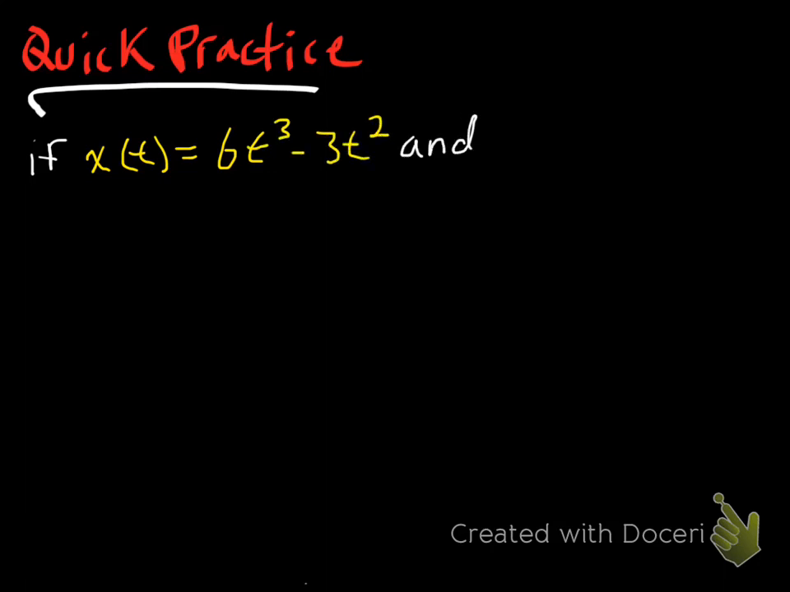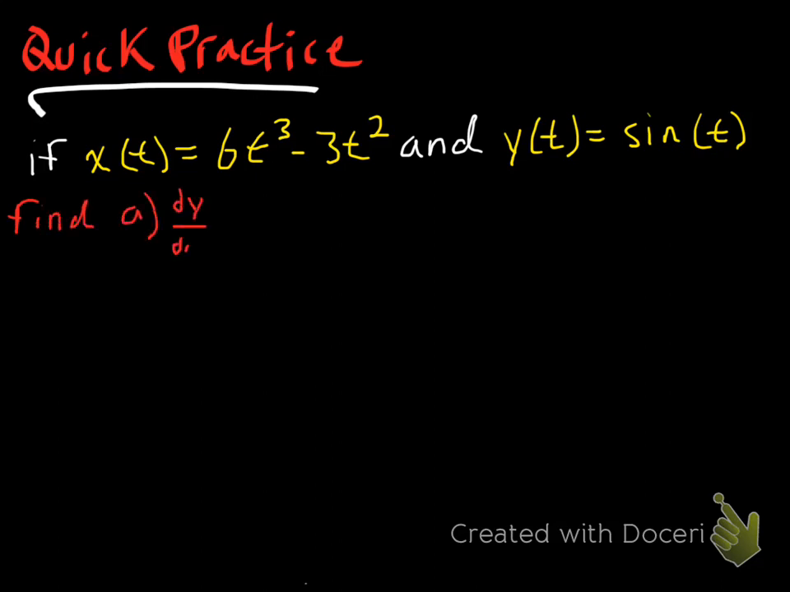Now let's do a little bit of quick practice just to reinforce the notions that we've just talked about. Let's take a parametric function defined by these two parameters. We have x of t equal to 6t cubed minus 3t squared, and y of t equal to sine of t. Now we're asked to find a, the first derivative with respect to x, and b, the second derivative with respect to x. So we're going to have to apply the formulas that we just learned.